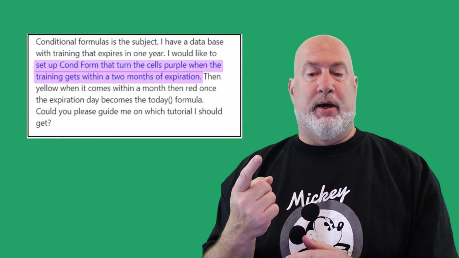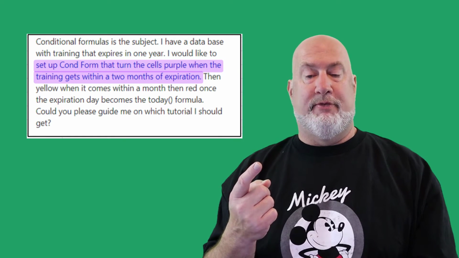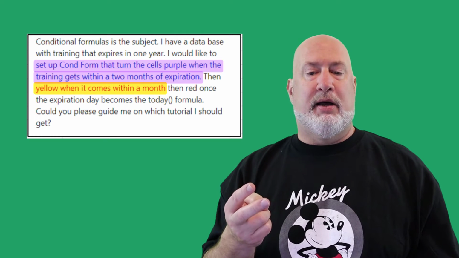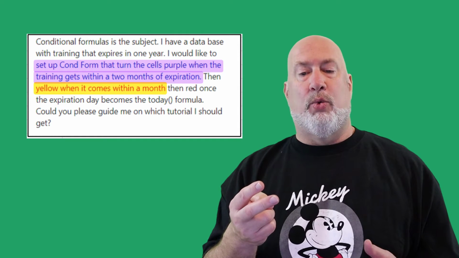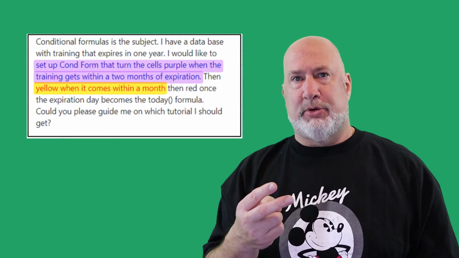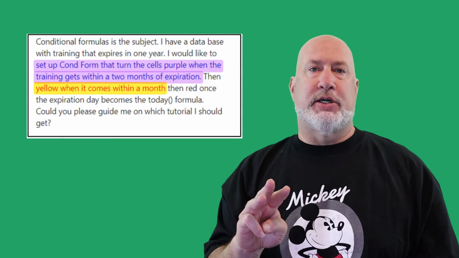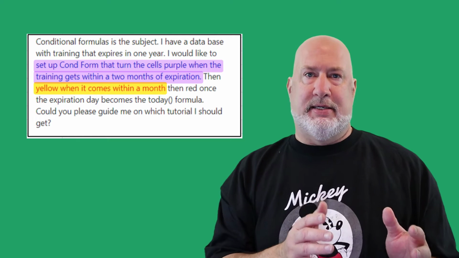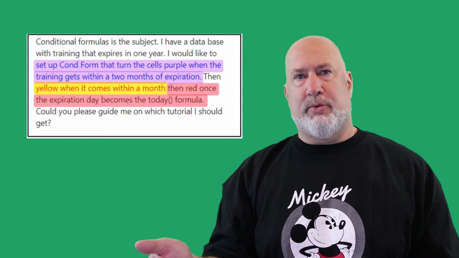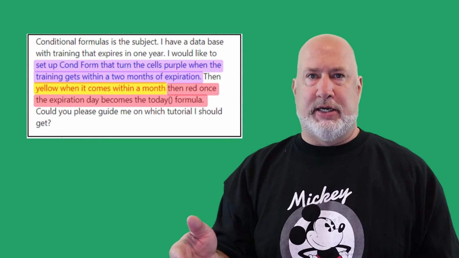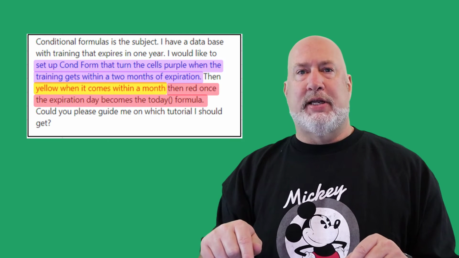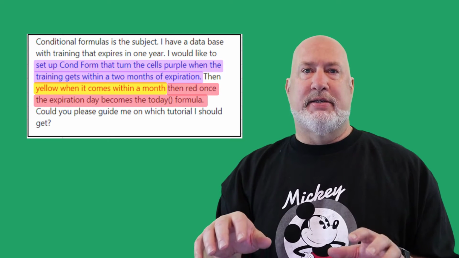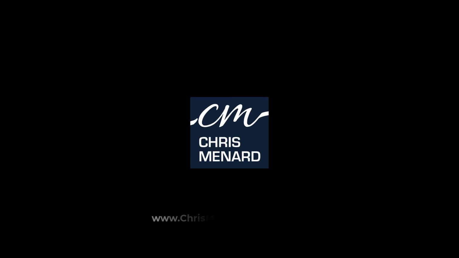That's condition number one. Then I'm reading from the fourth row down. Yellow when it comes within 1 month. Well, that's condition number two. But there's a third condition. If the expiration date for training happens to be today's date, make it a red font color. So there's the three conditions. There are chapters down below. Let's dive into this video right now.